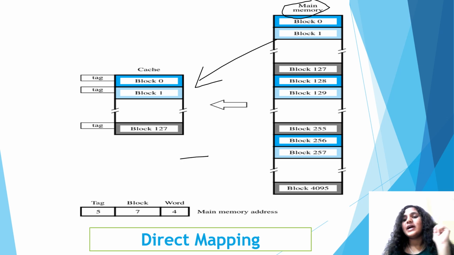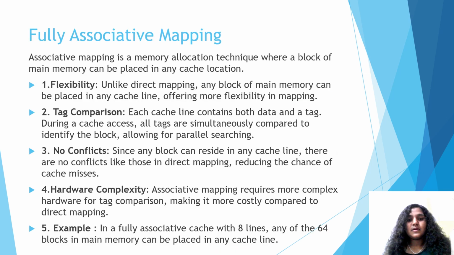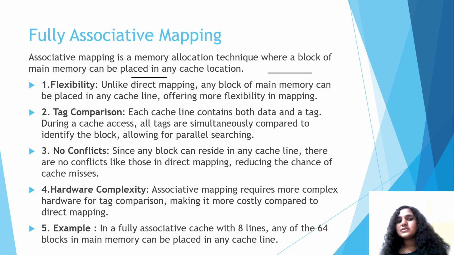Let us move on to the other type of mapping function. The next type is fully associative mapping. Associative mapping is a memory allocation technique where a block of main memory can be placed in any cache location. In the previous type we saw that only a specific block maps to another specific block, but here there may be any block where the data from the main memory is stored.